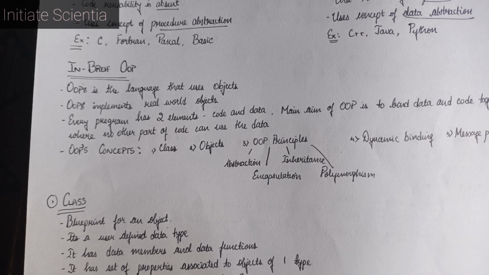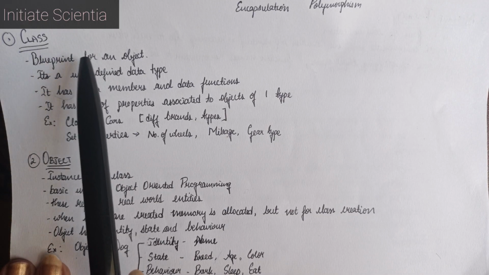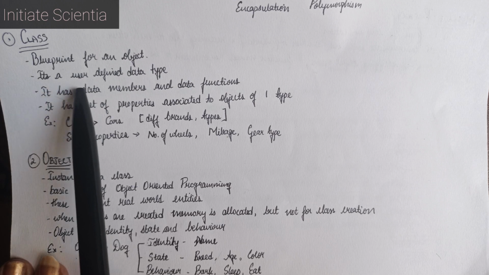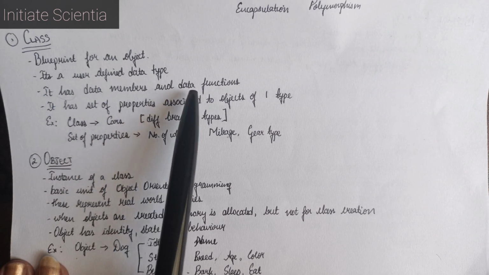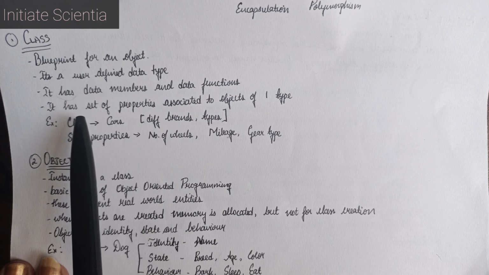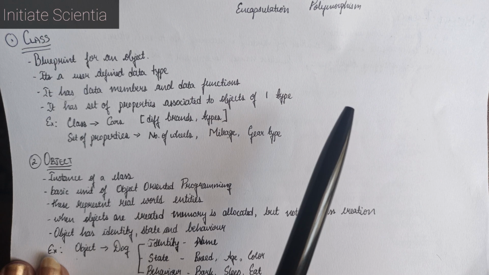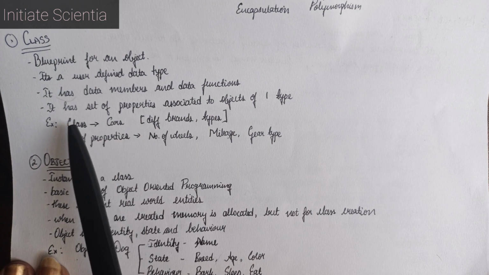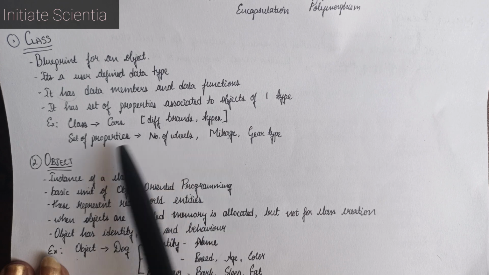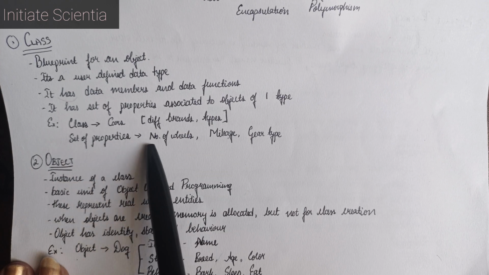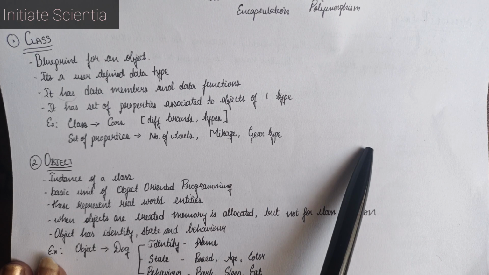Next, moving on to class. Class is a blueprint for an object. It's a user defined data type. It has data members and data functions. It has a set of properties associated to objects of one type. For example, class can be that of cars, which has different brands or types. The set of properties can be the number of wheels, mileage, or the gear type.